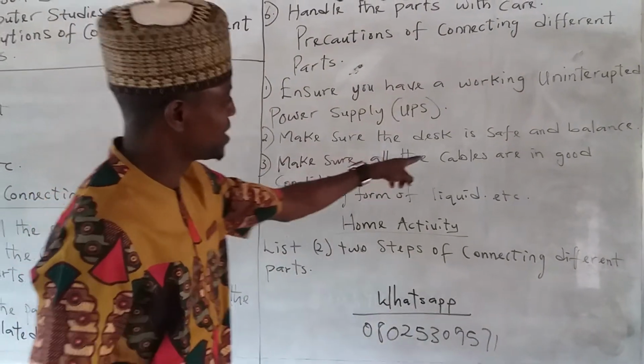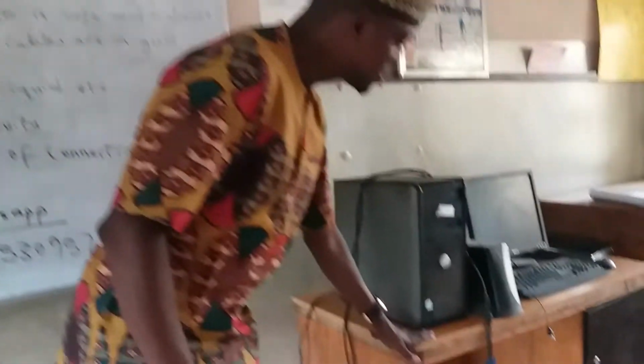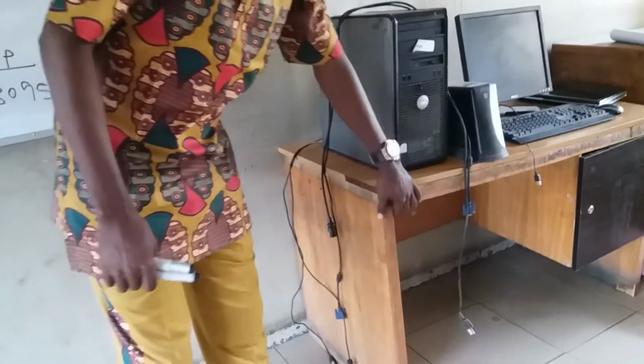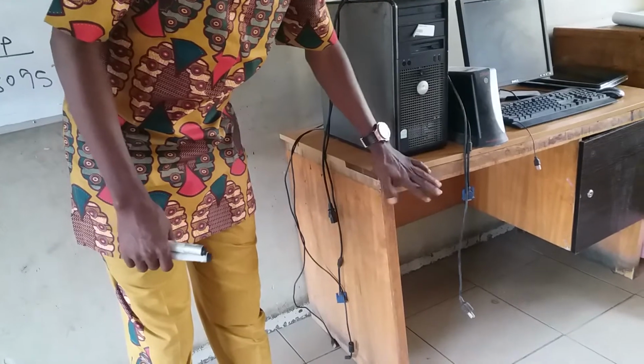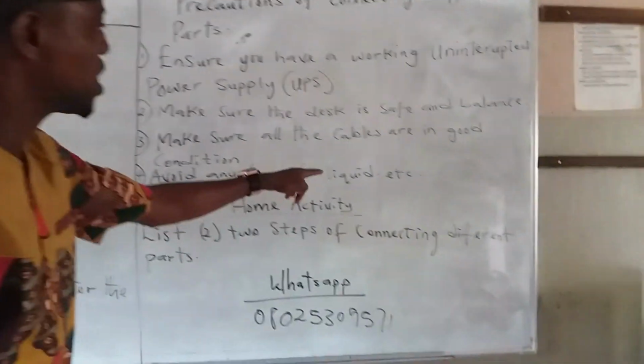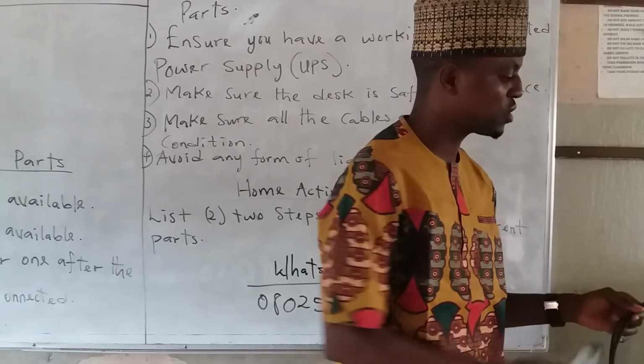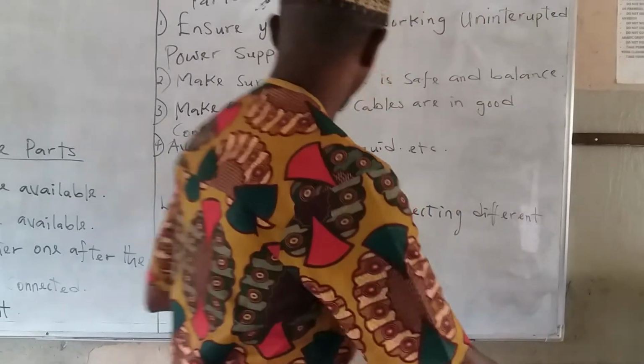Then you make sure the desk is safe and balanced. Look at this. Where this is placed, it is secure, safe, and balanced. It's not such a desk that will shake anyhow. You can see that. Then you make sure all the cables are in good condition. The cables you are using to connect your system must be in good condition.